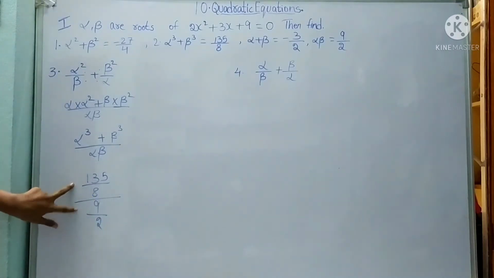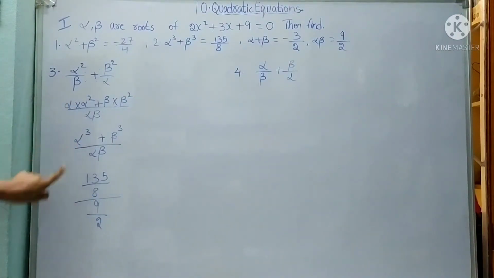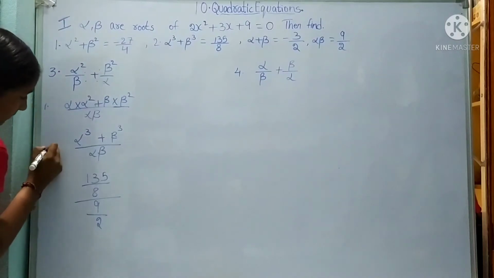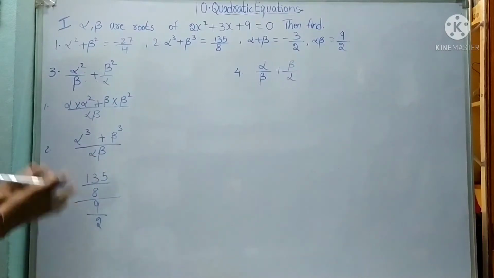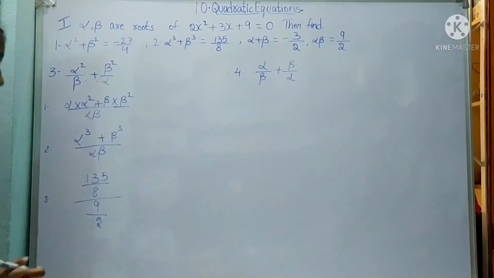Do you understand this? First step, second step, and this is the third step. The fourth step is very simple. You have to write it horizontally.